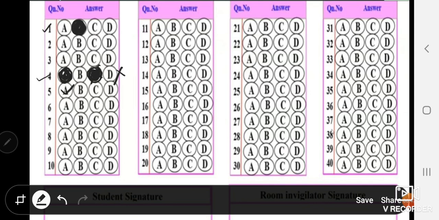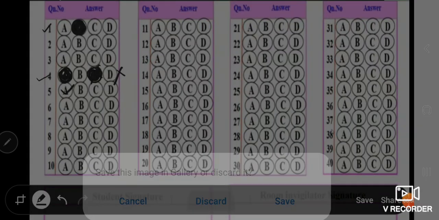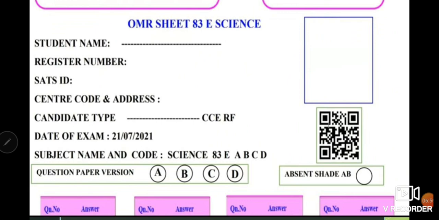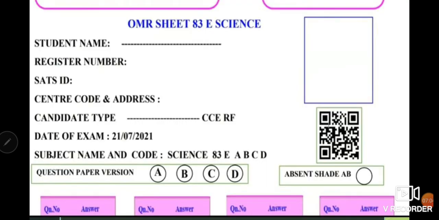This is the same in the case of science. Say for example science, the same thing, you will get student name, register number, candidate type. Or if it is Kannada, social or maths, the same method can be followed. For filling in all this information, you must use ball pens only. Don't use ink pens and also gel pens. Don't do any overwriting on this OMR sheet, as this OMR sheet is evaluated by the computer.